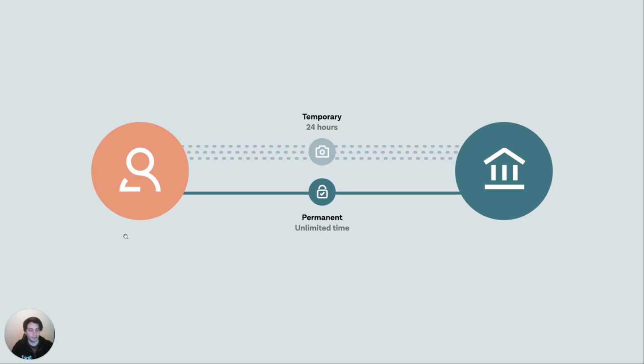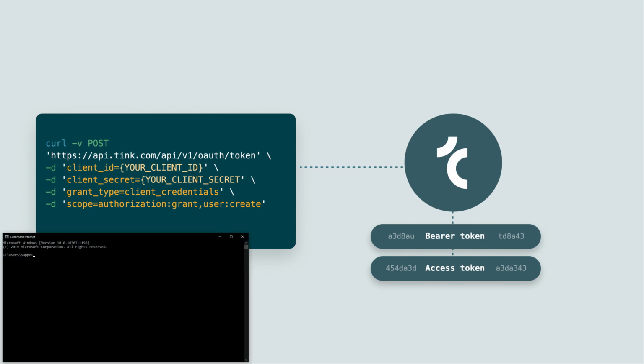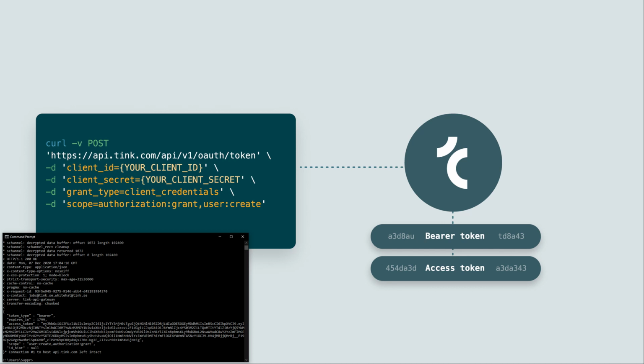Let's create a user to begin with. First, we need to create a client credential request, which will be used to both create a user and delegate to Tink later on. Using the code on the screen, I've entered my client ID, my client secret, and then I just press enter. I've now been given an access token. This access token will allow us to use the next step.